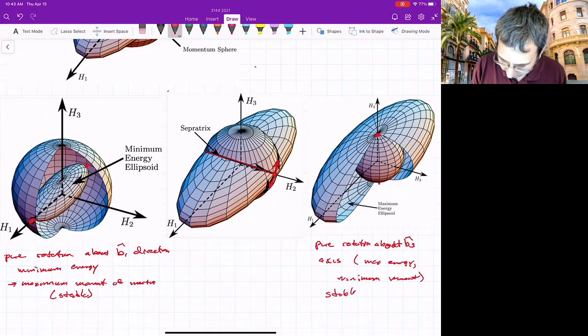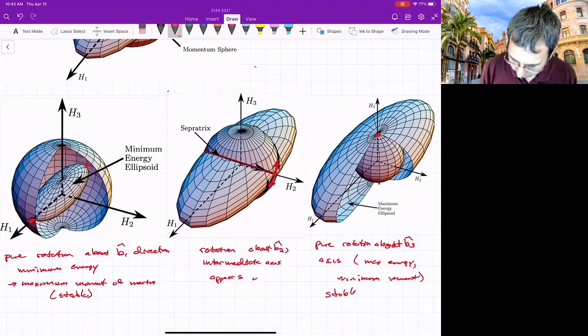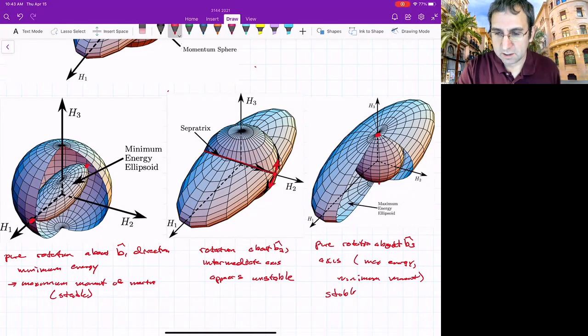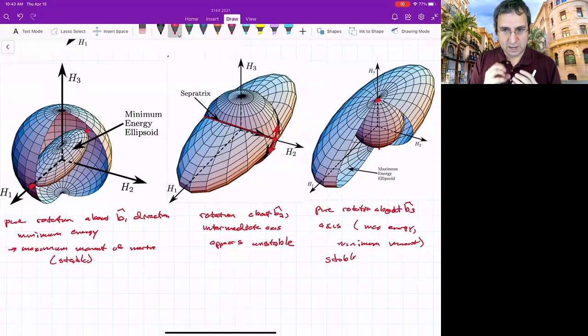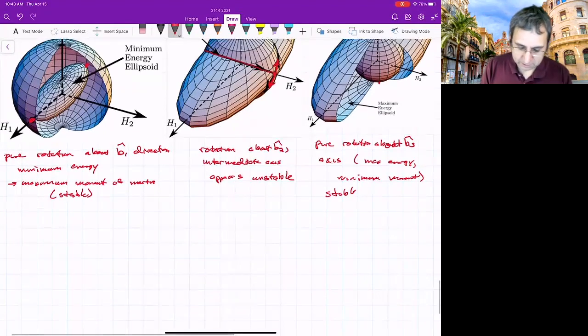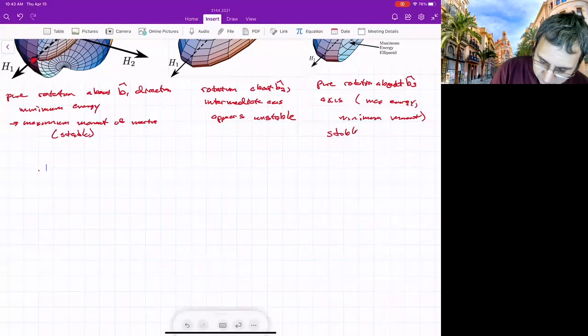This one, because there are those arrows pointing away, both on this side and on the other side of the sphere that we can't see, rotation about B2, the intermediate axis, appears unstable. And it is. If we were to look at all the intersections on the sphere, here we did kind of the extreme values, but if we looked at all of the intermediate values, we would get a picture that looks like this.